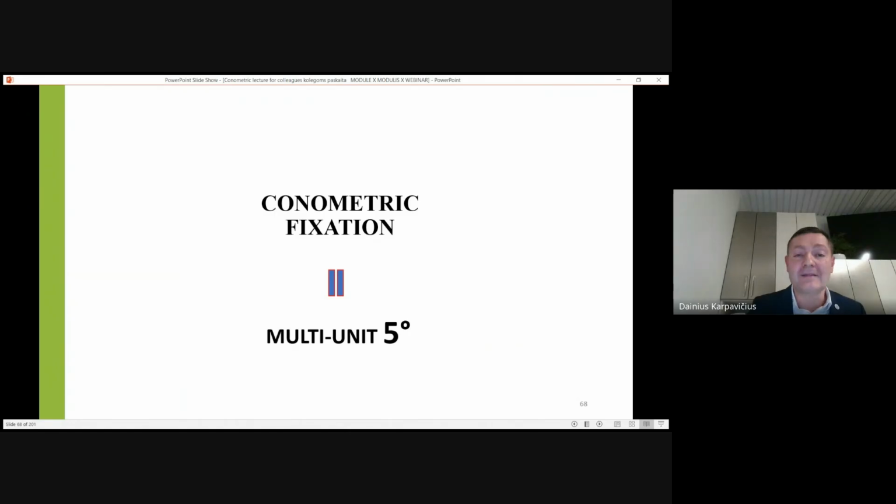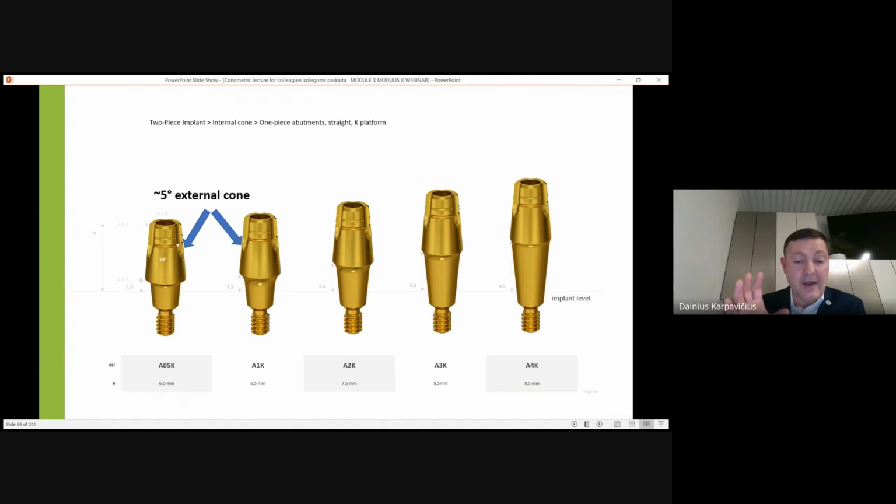Here we have to understand that conometric is more or less similar to multi-unit, just very firm and very predictable, while multi-unit is very sensitive and influenced by the screw. If the screw releases, your construction, especially a one-line construction, can from time to time have slow mobility. So conometric, cone 5 plus 5, as I told, 10, maybe of course 12, 13 degrees, and the bridge will come on.